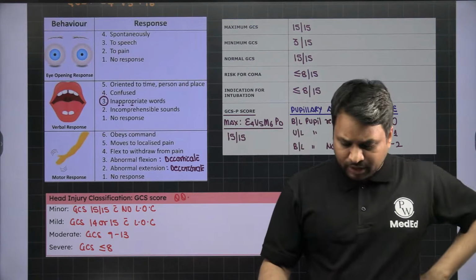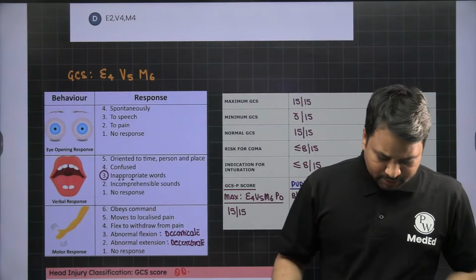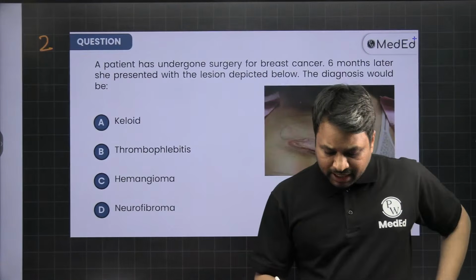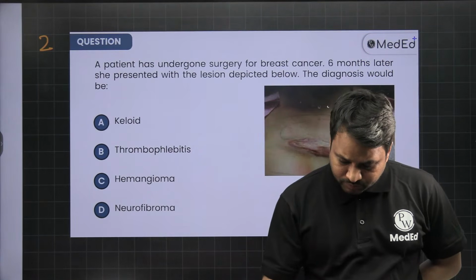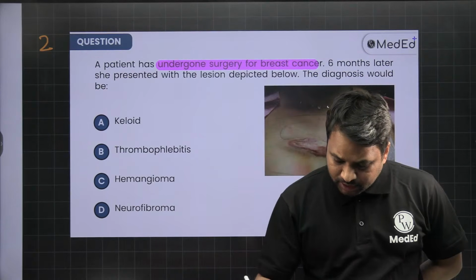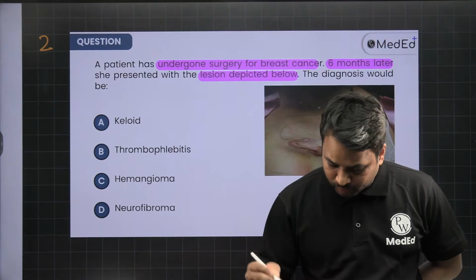Okay. Now, question number 1, A for Ahmedabad is the answer. Now, question number 2. I have a patient who has undergone surgery for breast cancer. 6 months later, she presented with a lesion depicted below.